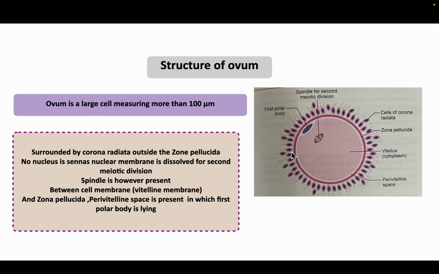Now this is the structure basically. The stromal cells or follicular cells surrounding the ovum are known as corona radiata. This is a large cell measuring more than 100 micrometers, and in this the zona pellucida is present. The nuclear membrane is not there because the spindle is there, so the nuclear membrane is dissolved. Between the cell membrane and the zona pellucida, this is the vitelline membrane. Basically this cell membrane is given the name vitelline membrane, and the space between is given the name perivitelline space, which is having the first polar body. So this is the structure of the ovum.